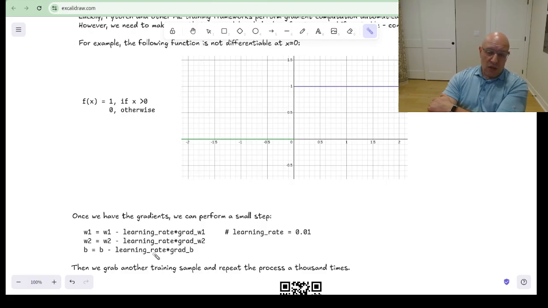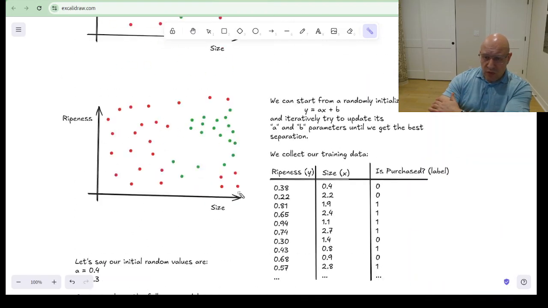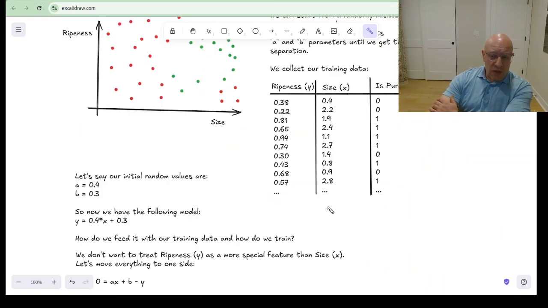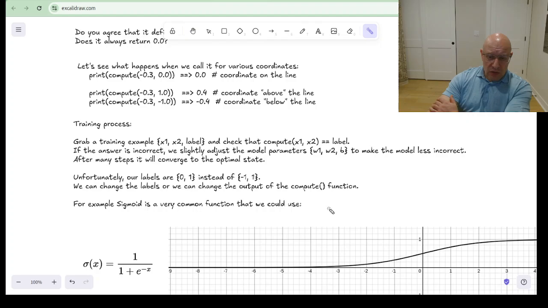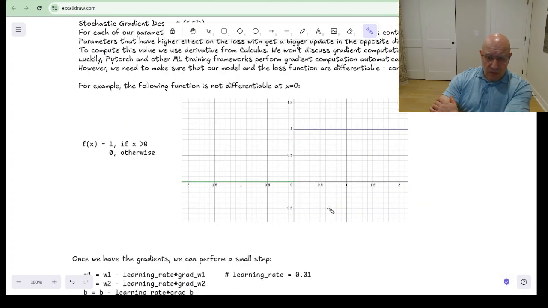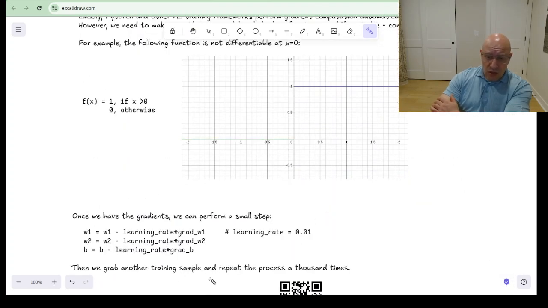And so after this tiny update, where we make a tiny step in that direction, the model will be slightly less incorrect. And then we grab another training example from our table, right? Again, from this table, we will grab the next example, and we'll perform exactly the same step. And after we make thousands of steps, the model will be much less incorrect.